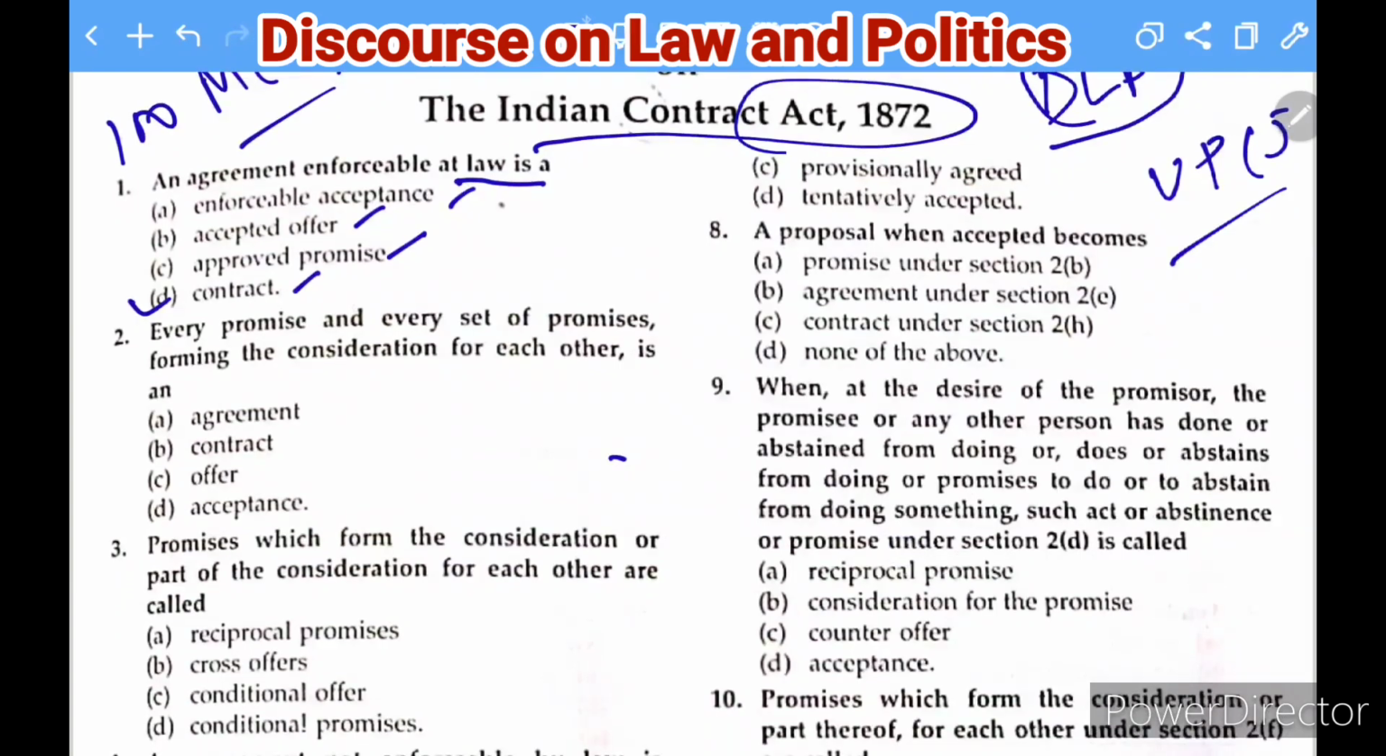Now coming to the next question: every promise and every set of promises forming the consideration for each other is an agreement, contract, offer, or acceptance. Which is the right answer here? Just give your answer in the comment box. It is a very easy question. All these questions which we have read till now are from section 2 of the Indian Contract Act. Yes, just give me the answer. Yes, it is going to be called an agreement.